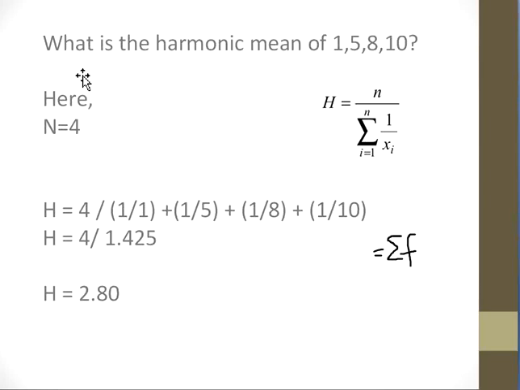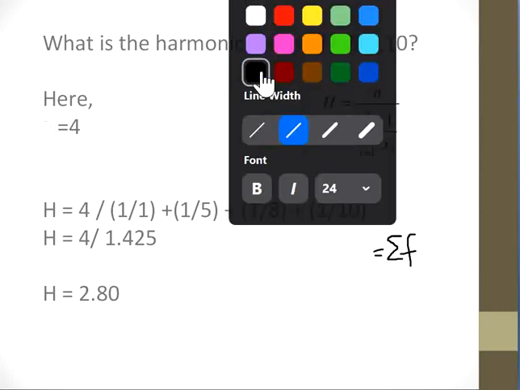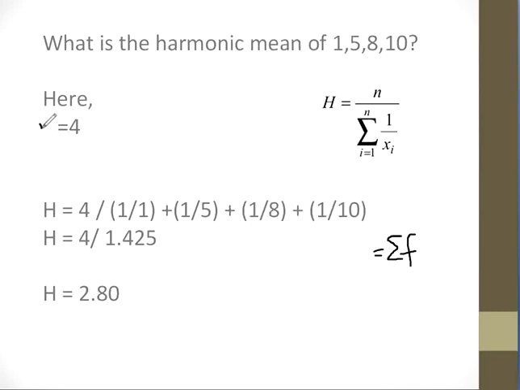Let's take an example. What is the harmonic mean of 1, 5, 8 and 10? So we have an ungrouped data in which we have 4 observations. So the total number of observations is 4. We generally use small n instead of capital N. This is basically small n. The total number of observations in our data are 4: 1, 5, 8 and 10.